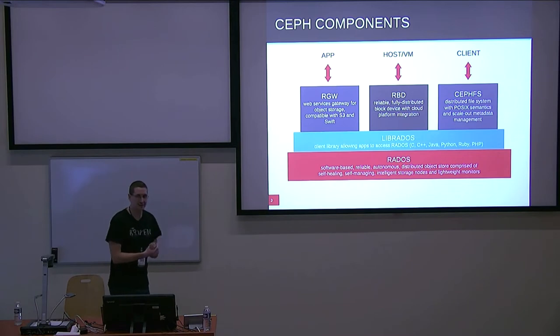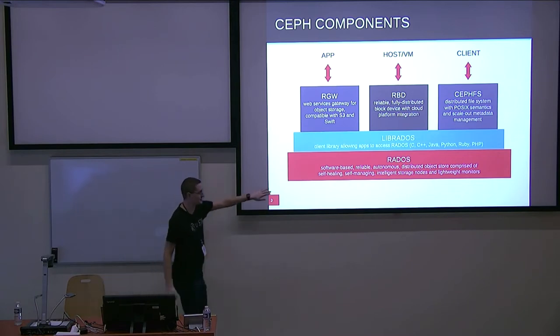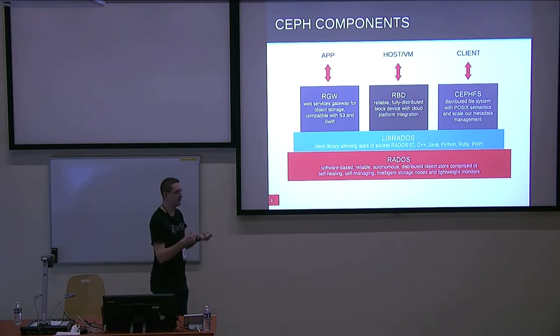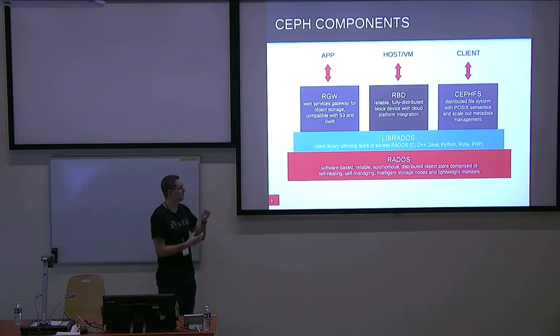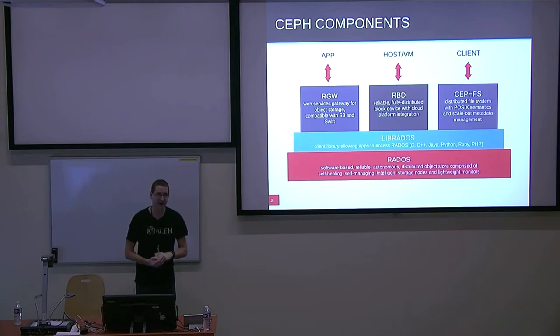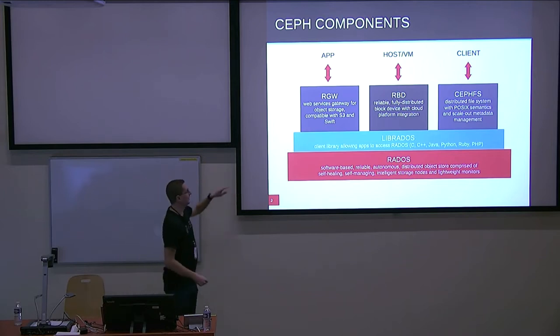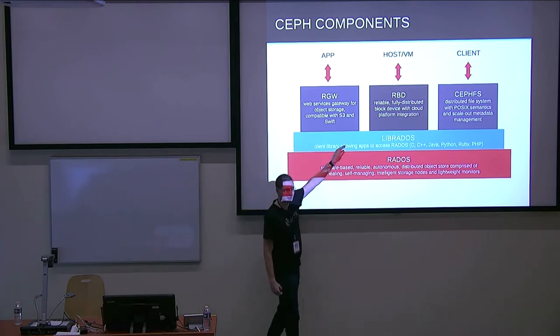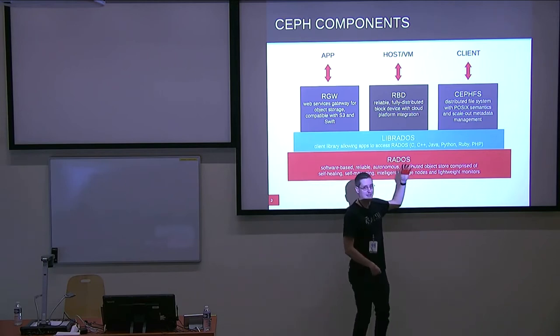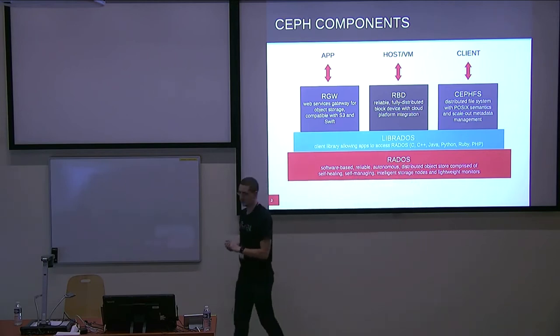At the bottom level of Ceph, we have the reliable autonomic distributed object store, and that's responsible for storing all the user data and keeping it safe in the event of power outages and server failures. You talk to RADOS using the librados library, and on top of that, we built an S3 and Swift compatible RADOS gateway HTTP service, a virtual block device called RBD, and a POSIX compliant CephFS distributed storage file system.